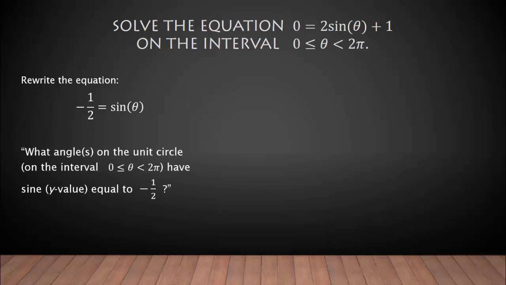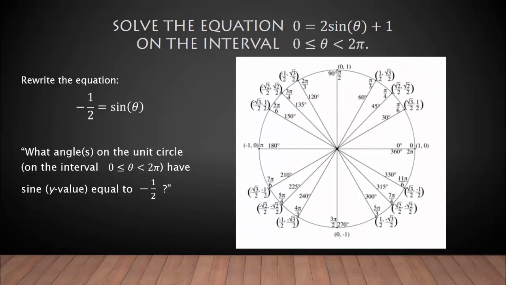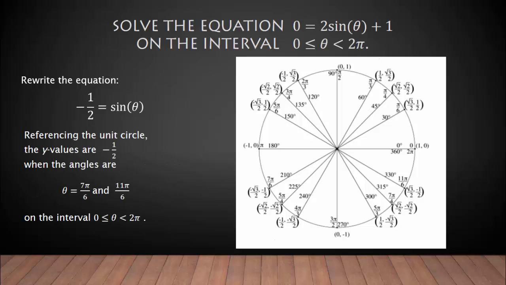We ask ourselves, what angle or angles on the unit circle on the interval 0 is less than or equal to theta less than or equal to 2 pi have sine, the y value, equal to negative 1/2. Referencing the unit circle, the y values are negative 1/2 when the angles are theta equals 7 pi over 6 and 11 pi over 6 on the interval.